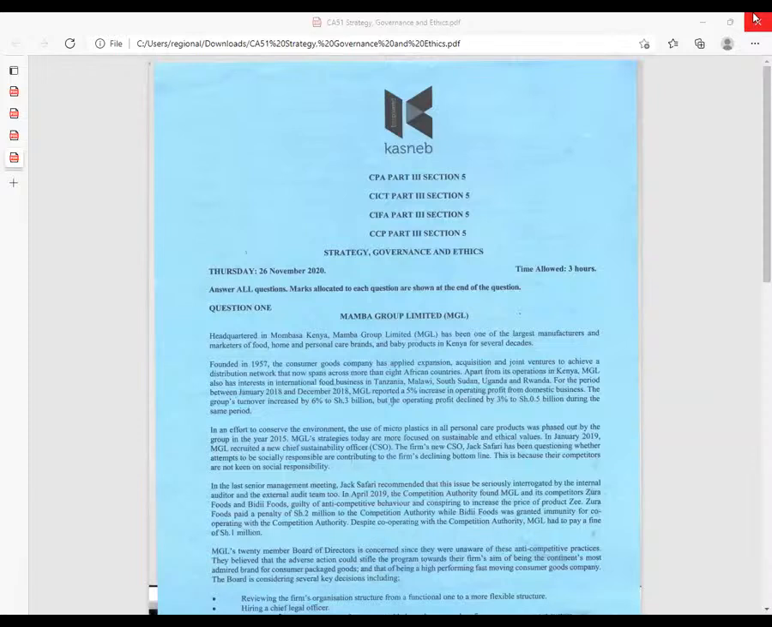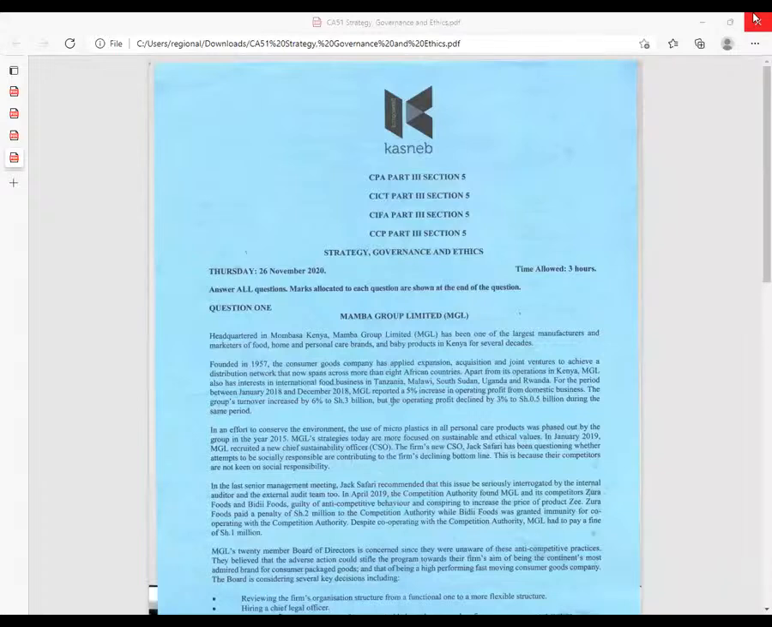For the period between January 2018 and December 2018, MGL reported a 5% increase in operating profit from domestic business. The group's turnover increased by 6% to 3 billion, but the operating profit declined by 3% to 0.5 billion during the same period. In an effort to conserve the environment, the use of microplastics in all personal care products was phased out by the group in 2015. Mamba's strategies today are more focused on sustainable and ethical values. In January 2019, MGL recruited a new chief sustainability officer. This is quite an important organization that is now looking at sustainability and environmental issues so seriously.